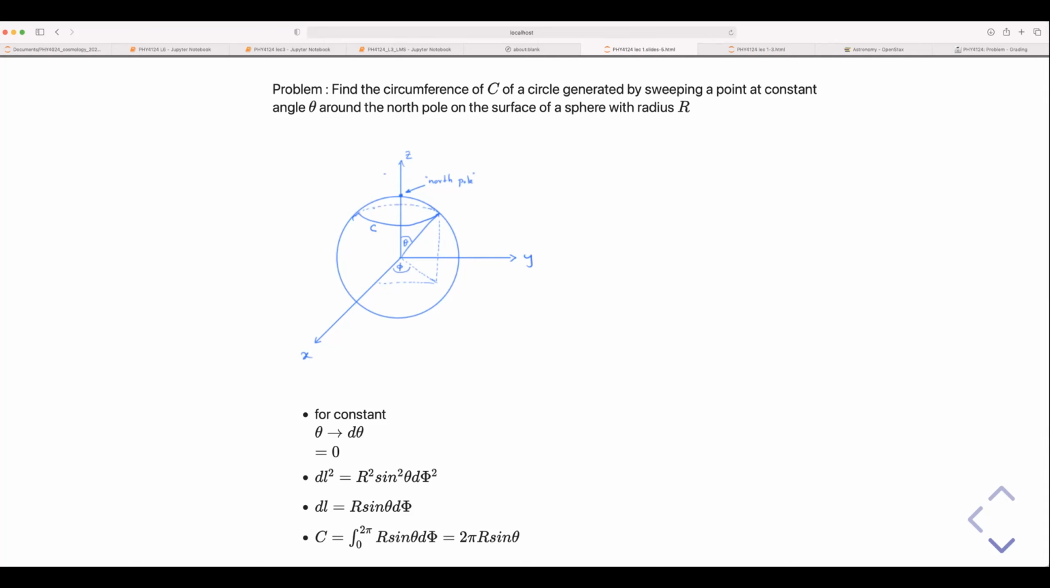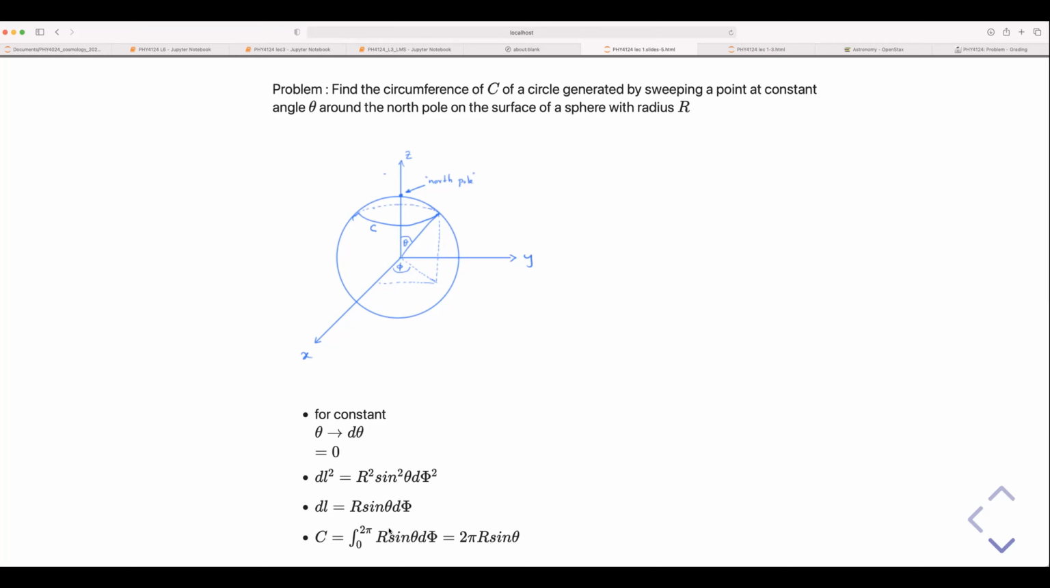And so what you need to know here is to find the circumference. You can use the geometry, and you know that this length is the radius of the sphere, so the radius of the circle will be r sine theta. And if you get a small angle around the circle, that will be r sine theta d phi. So that's what you can see inside this integration.